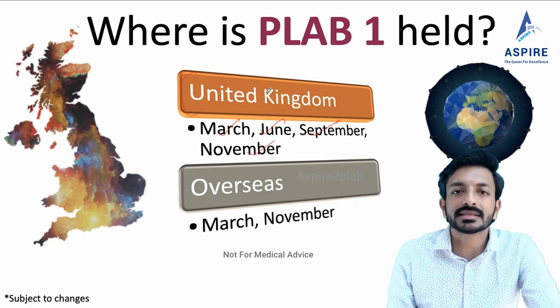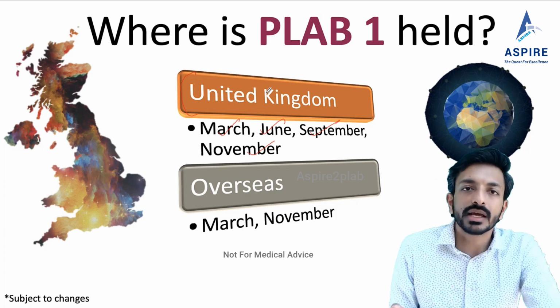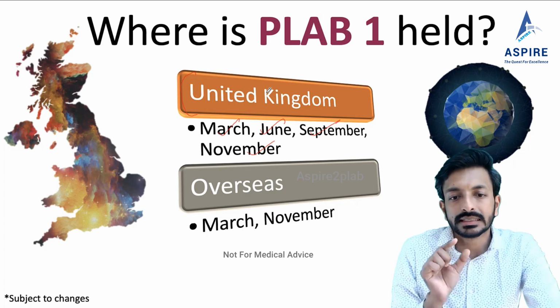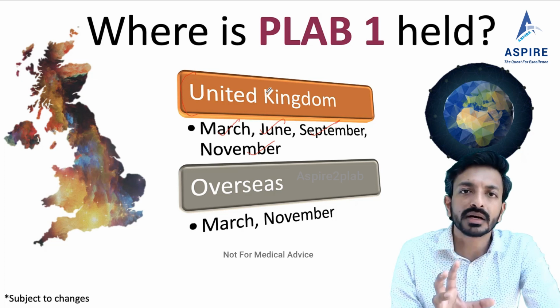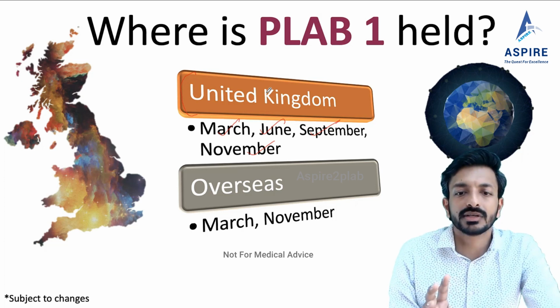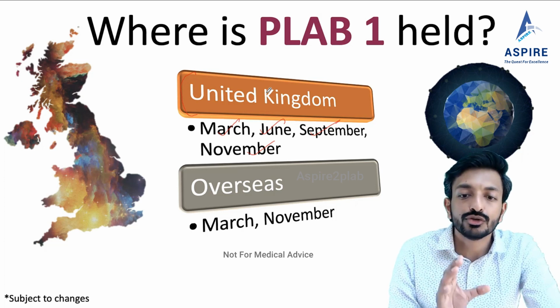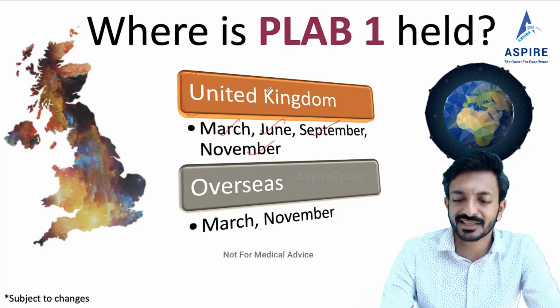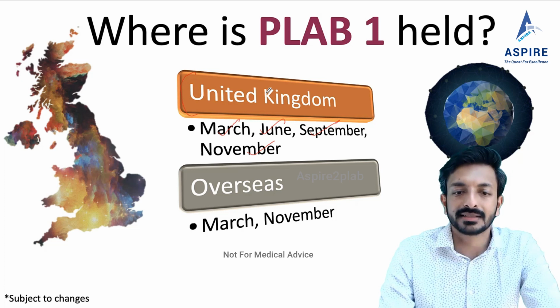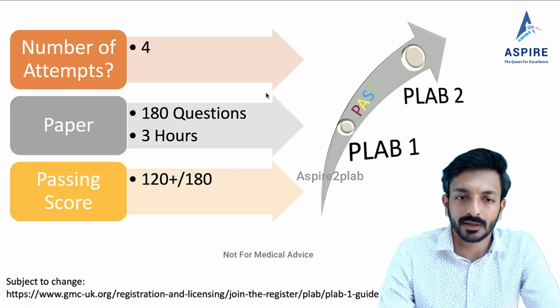But nowadays, as number of candidates are increasing, they have actually put June and September as well for overseas centers. They might have few, but these days they are actually having centers for June and September as well for overseas, right? And of course they can change it anytime, but that is the thing in PLAB1.